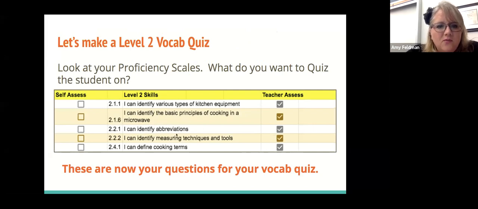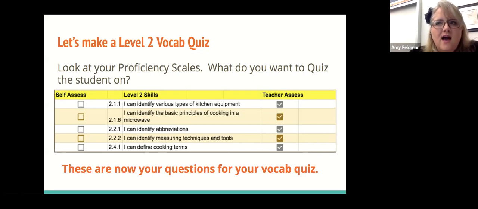So what I do when I'm ready to quiz on a vocab quiz, I'm going to show you how to make a level 2 vocab quiz in Canvas. We have our proficiency scales. These are also our outcomes, remember? These proficiency scales, how am I going to quiz them on this information? Because it's level 2, it's just going to be a vocab quiz. So that means matching, multiple choice.